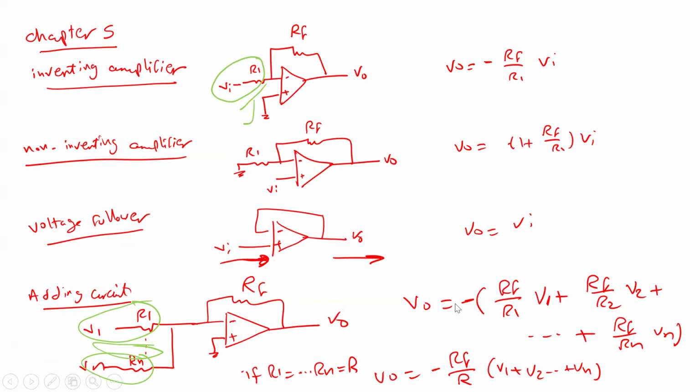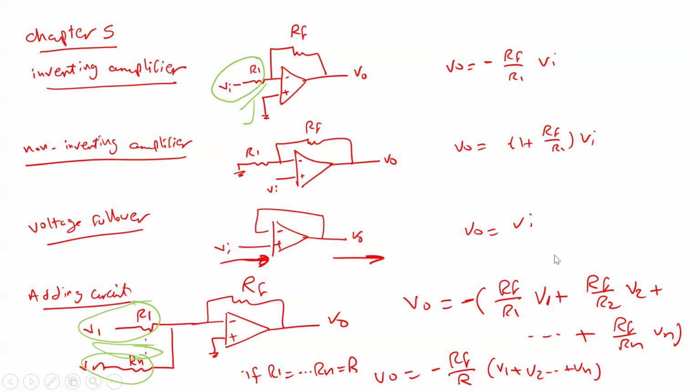So that's why you see here Vout is equal to negative Rf divided by R1 times V1 plus Rf divided by R2 times V2, which is the same formula like this one, by the way. But here, because we have only R1, R2, here we have R1, R2, R3, and so on.